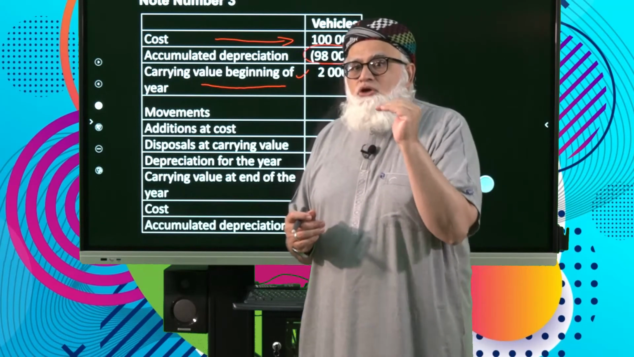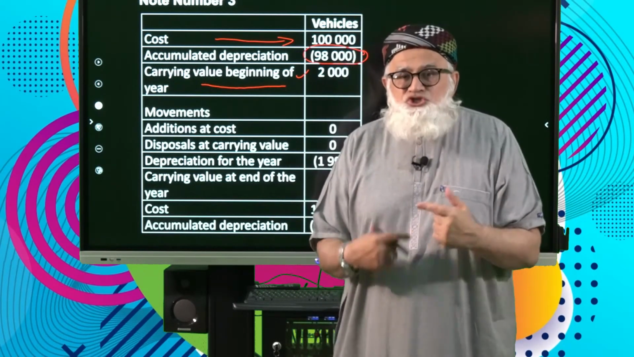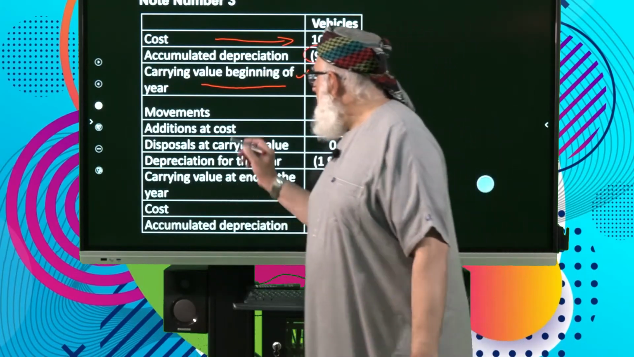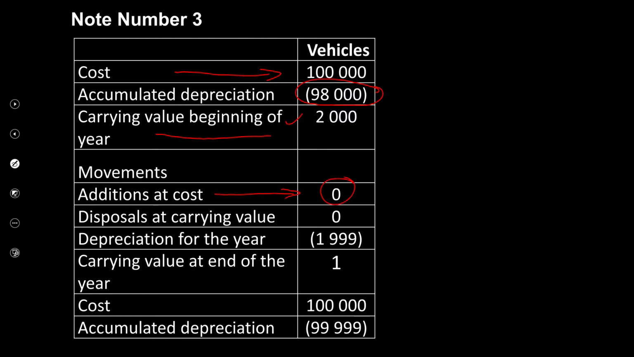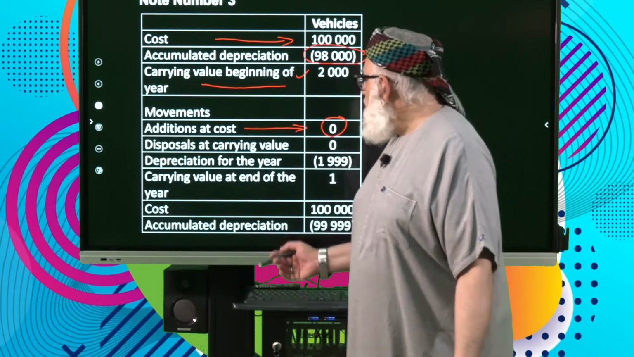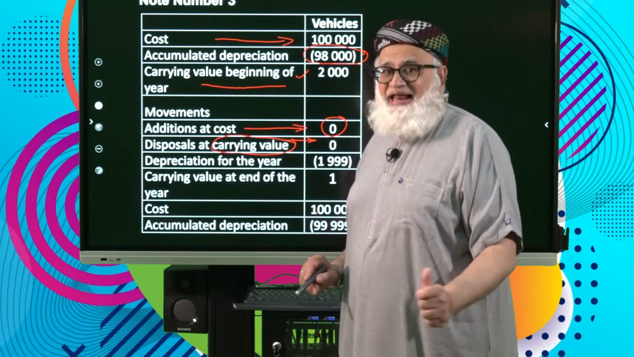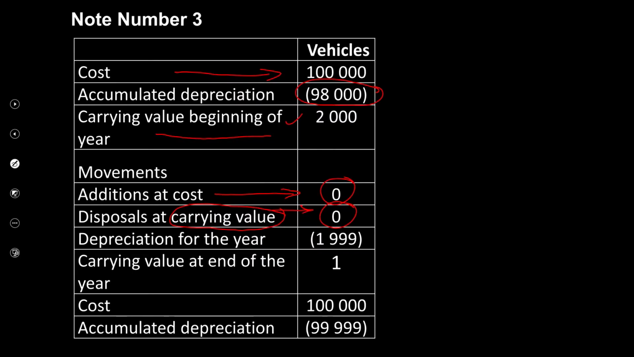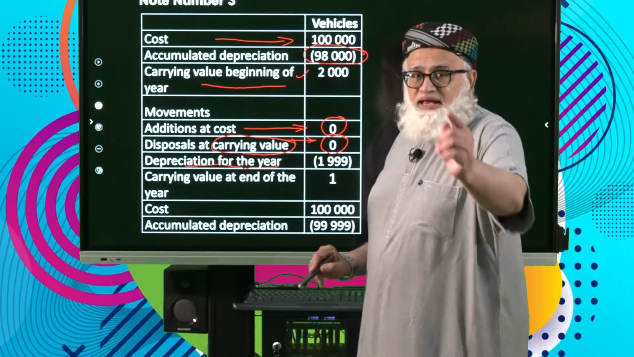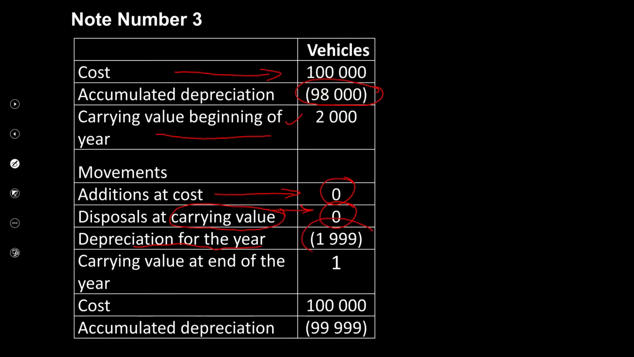Right, so then you now bring in your movements. How did the assets change during the year? Number one, were there any additions at cost? No, there were not. No mention was made of a new asset that was purchased. Number two, were there any disposals at carrying value? Now, this is critical here. It will always be disposals at carrying value, right? In this case, none, not applicable. Now you bring in your depreciation for the year. Remember, we did the calculation and we showed you that the maximum depreciation that you can write off is 1,999 rand. Therefore, giving you a carrying value at the end of the year of 1 rand.